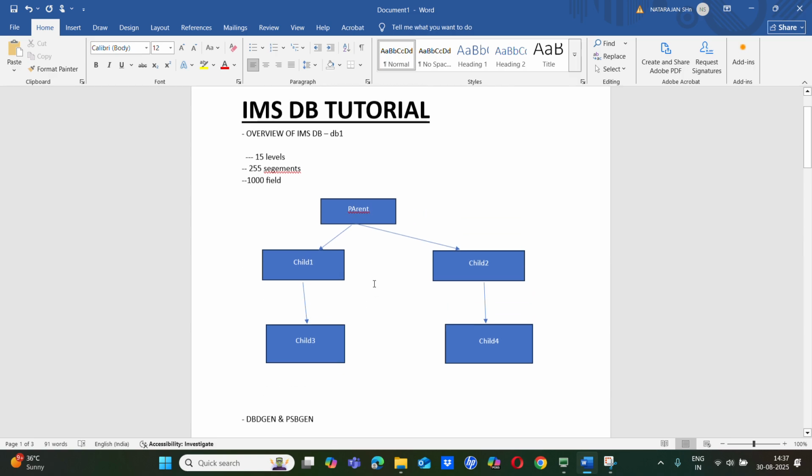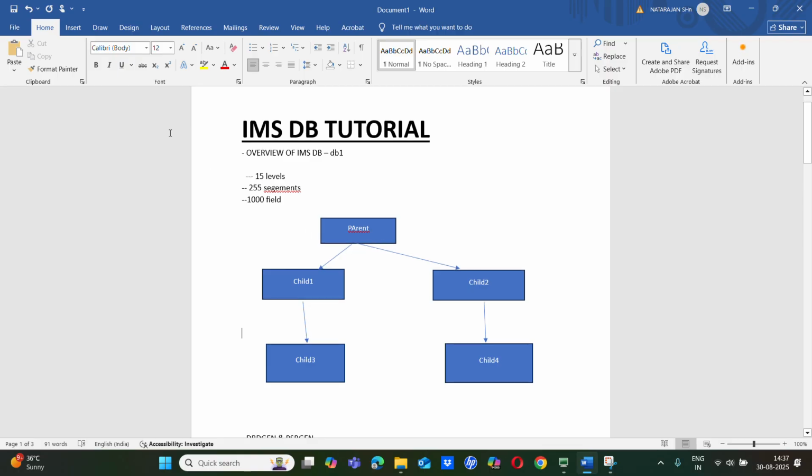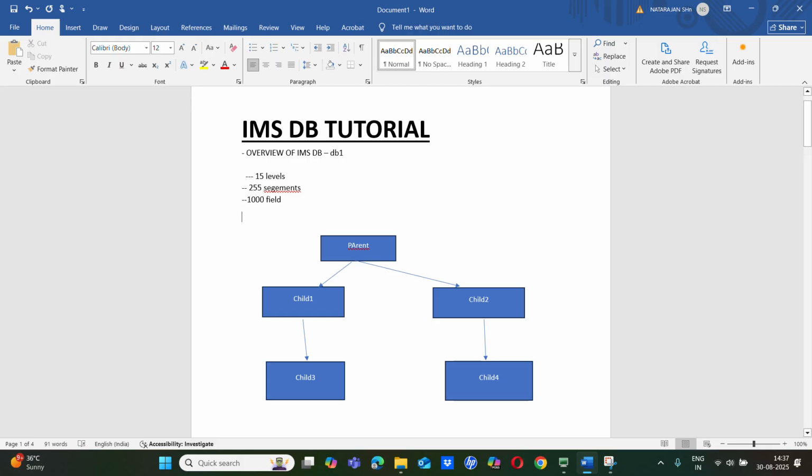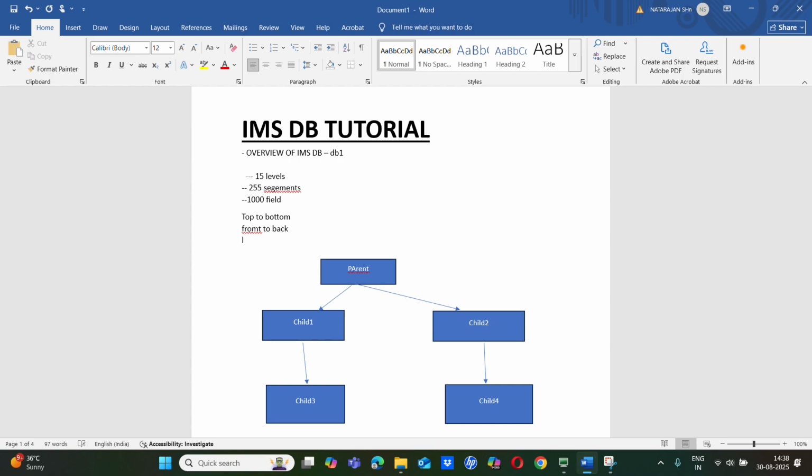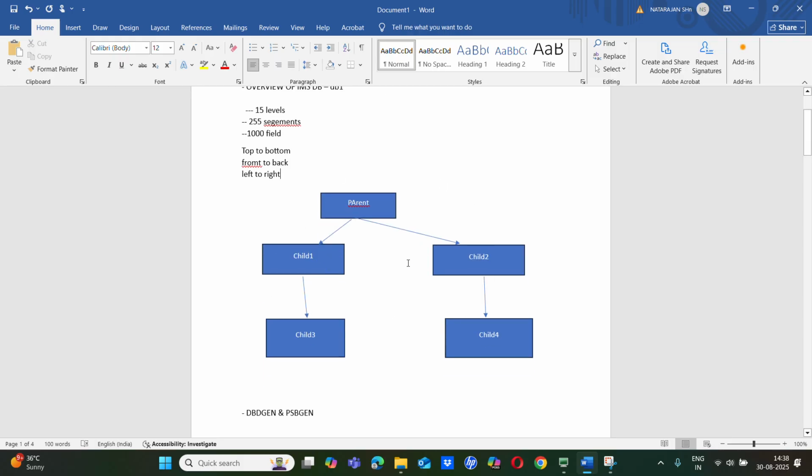And the hierarchical way of approach: whenever you are trying to retrieve data from the IMS DB, it will start from top to bottom, and this is the golden rule. First it is top to bottom, then front to back, and then left to right.